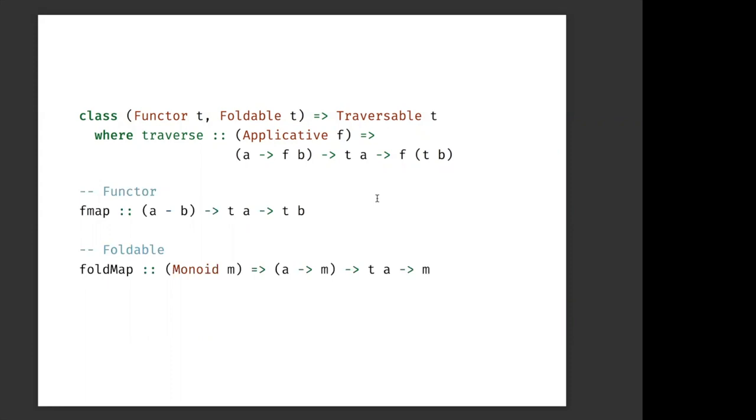And functor is A to B, a pure function lifted into the T context. And a fold map is where you have a T full of A's, and for each A you turn it into some M, where M has a monoid instance, and you take all your T full of M's and then use monoid to smash them all together.